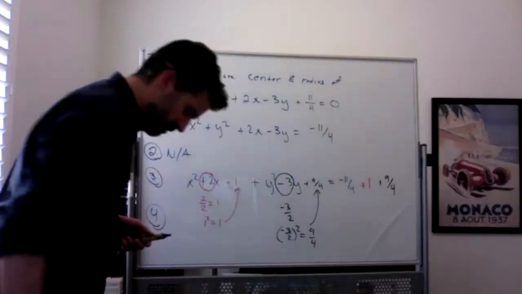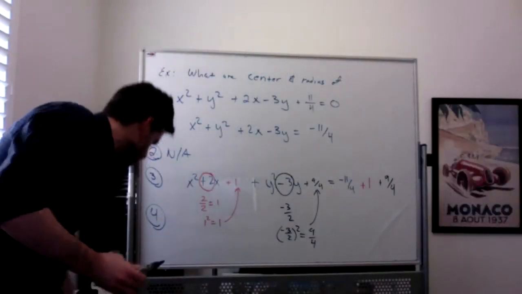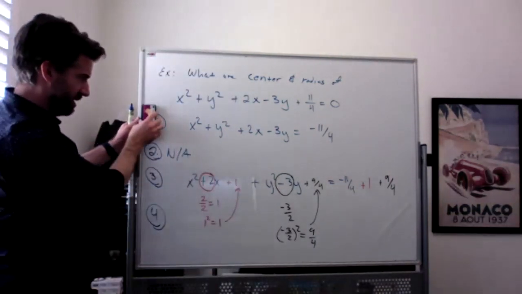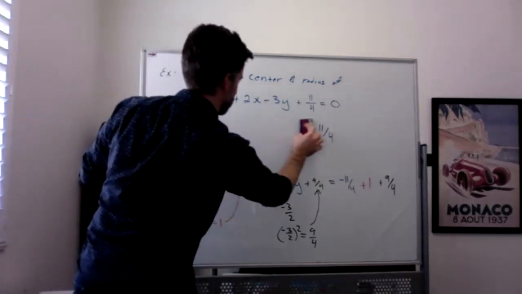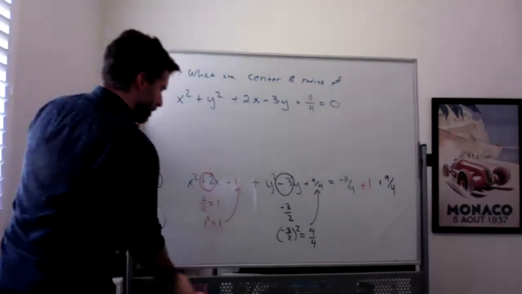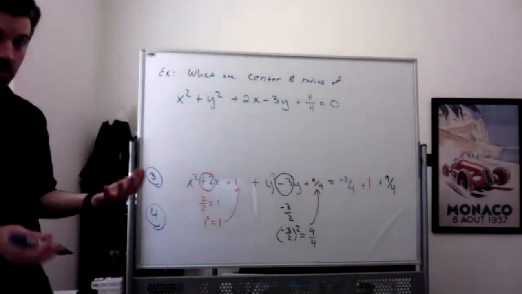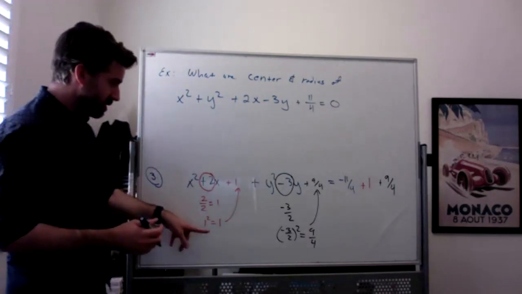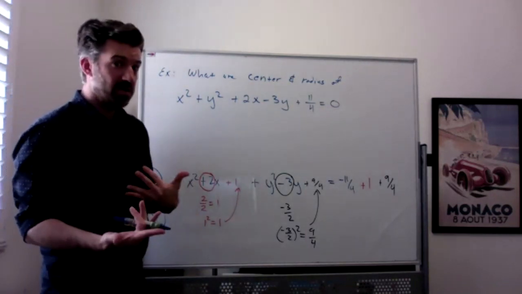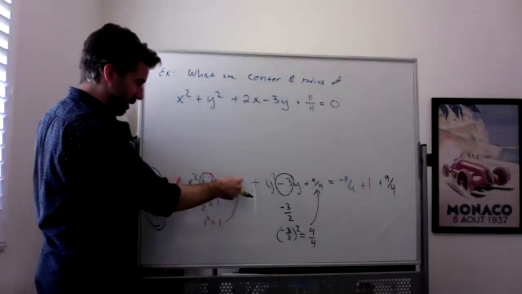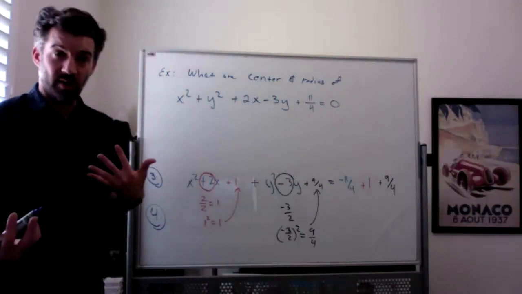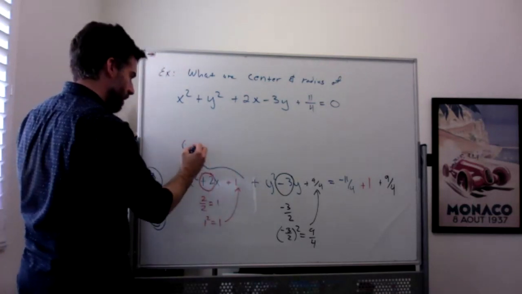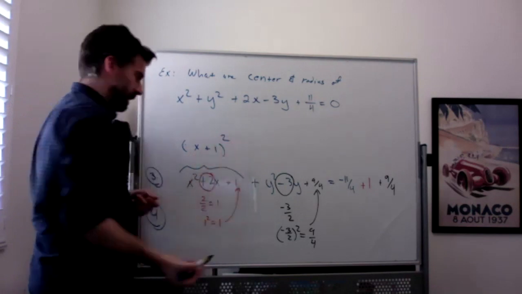I'm going to erase this part because I think we can let this part go here. Here's what ends up happening, and this is really the important part of what's going on here. When we complete the square, the reason it's called completing the square is because it allows us to take this expression and write it as something squared. This part here is going to become x plus 1 quantity squared.